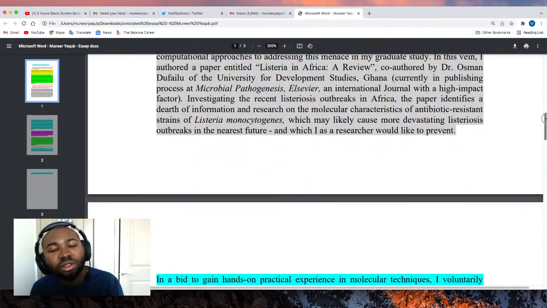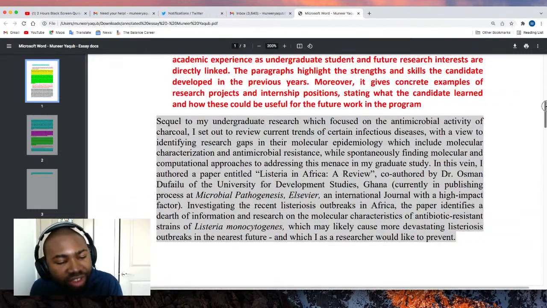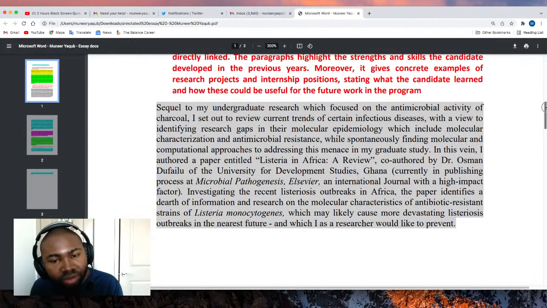Then the third paragraph is my research experience, the publications I've had: first of all my undergraduate research, then a review paper I published with one professor in Ghana. It wasn't even published at the time. So that's the third paragraph.